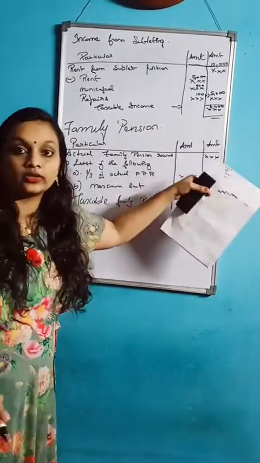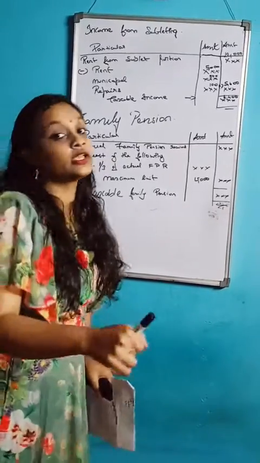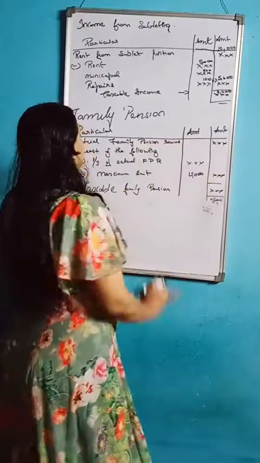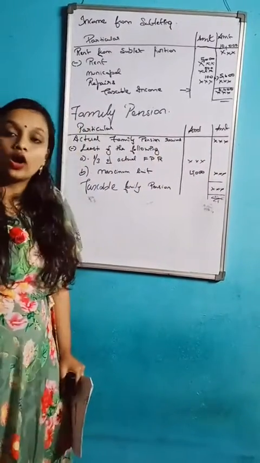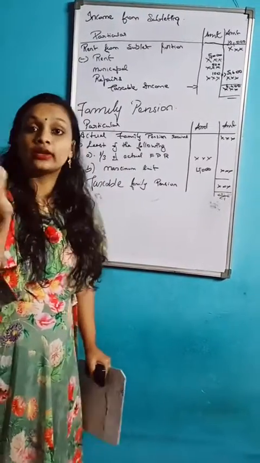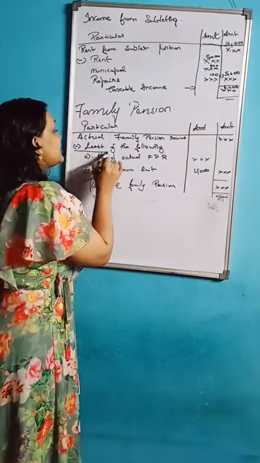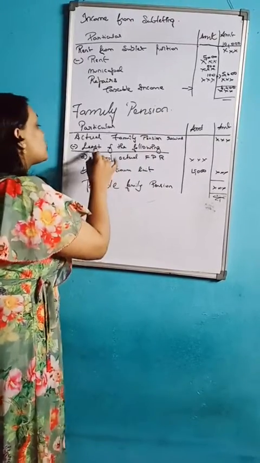Okay, so this is the taxable income. Like this we calculate based on the format. Next, let's see the family pension format. The columns are particular and amount. The actual family pension received is already mentioned in the question. Based on that amount, you classify here. Next one is least of the following, A and B. So 1 by 3.